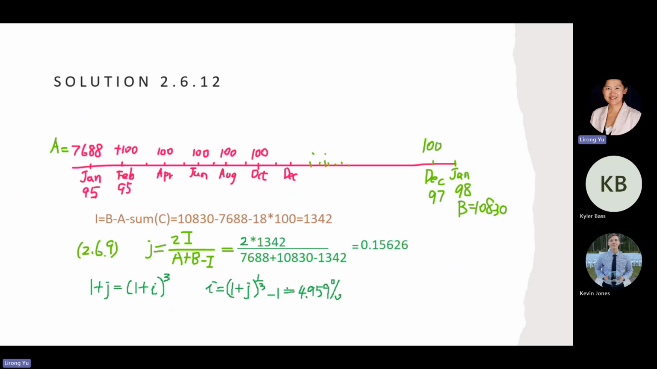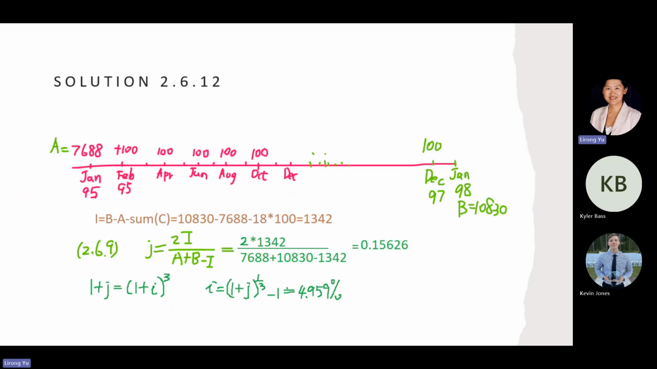So here we have it. Final balance is 10,830, and original deposit A is 7,688. We want B minus A minus the summation of all the contributions, which is 1,800. So we have I equal to 1,342. And then we can use J to calculate roughly what would be the interest rate.